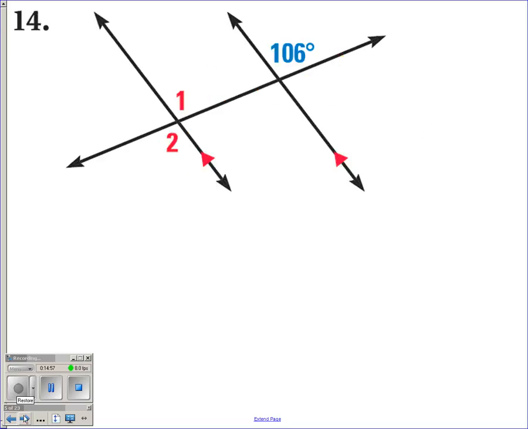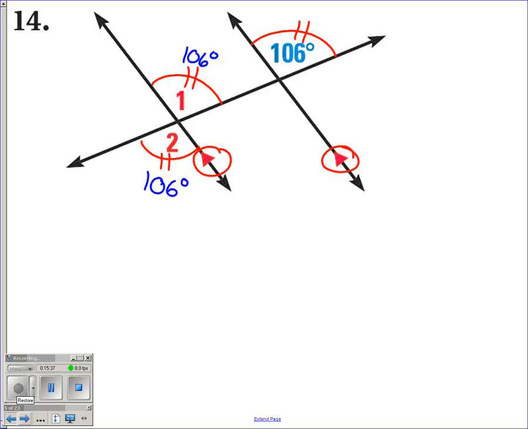Okay, again, parallel lines. We know that to begin with. Well, let's take a look. Angle 1 and this angle 106 right here. What angle pair type are they? They're corresponding angles. Corresponding angles are congruent. So this also has to be 106 degrees. Once you know angle 1, you have to know angle 2 because these are vertical angles to each other. So this also is 106 degrees.